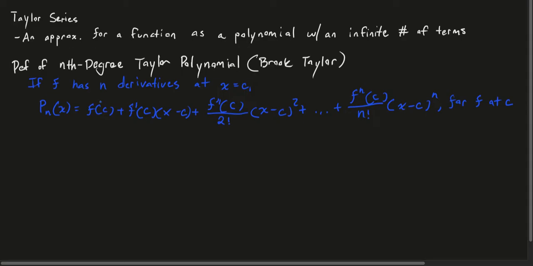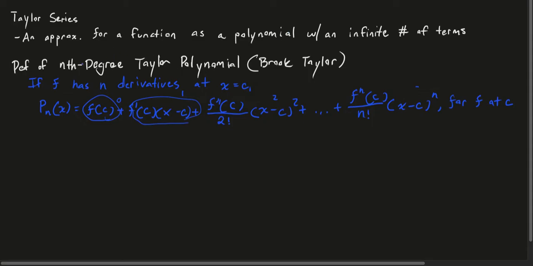So for example, this term here would be the zero degree polynomial. Up to here would be the first degree, up to here would be the second degree, up to here would be the third, and then it continues on to the fourth.